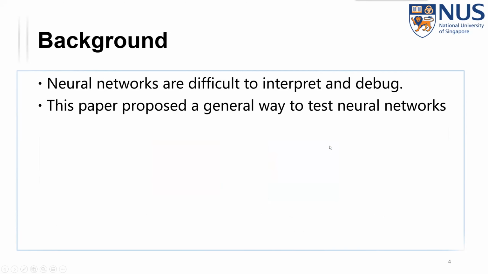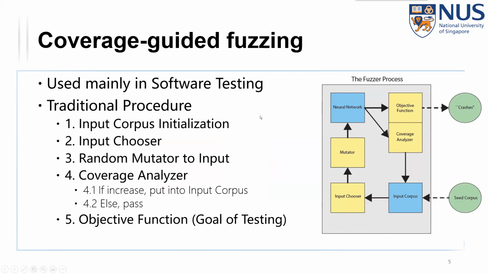So the background of this paper is that neural networks are difficult to interpret and debug. So this paper proposed a general way to test neural networks. Before introducing the idea of this paper, we need to know what coverage-guided fuzzing is first. Although the image on the right is a fuzzing process on a neural network, the procedure is the same as on traditional software. It mainly has 5 steps to do the fuzzing, so I will introduce them one by one.